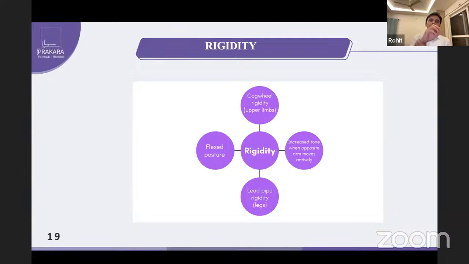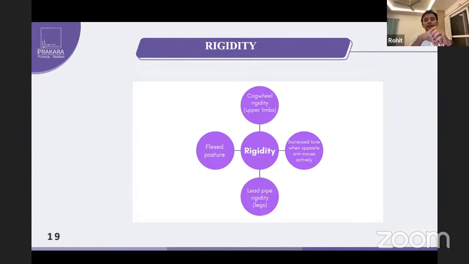Basically, the rigidity, as we know, is increased tone. So there is difficulty, there is increased tone in these movements. Cogwheel rigidity is usually checked at the wrist. So when we look for rigidity, when we look for tone around the wrist, what happens is the tone is interrupted by a tremor.